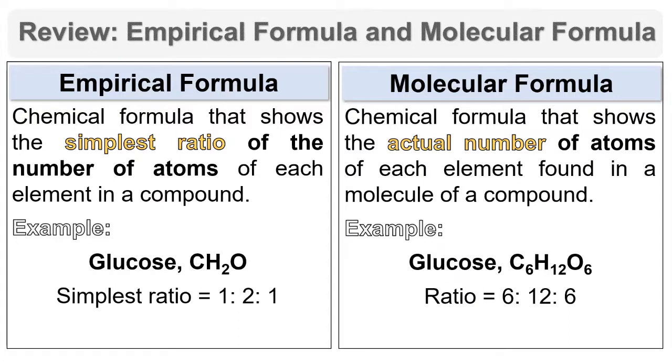The molecular formula of glucose is C6H12O6. The formula shows that the ratio of the number of carbon atom to hydrogen atom to oxygen atom is 6 to 12 to 6. These numbers are the actual number of atoms of each element in a glucose molecule.